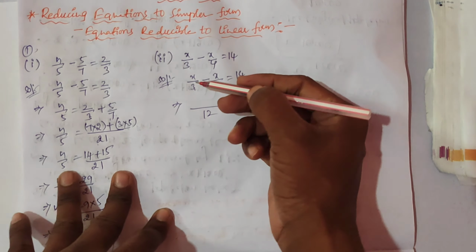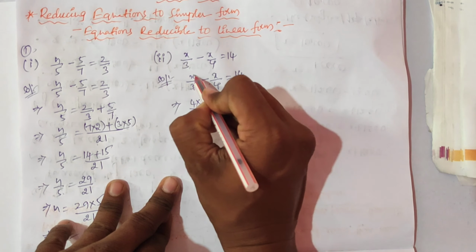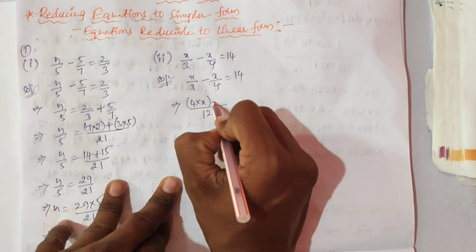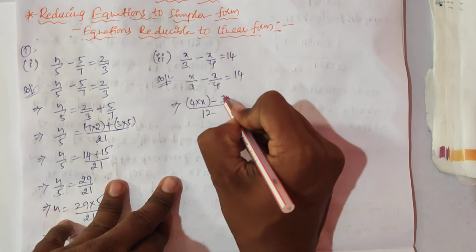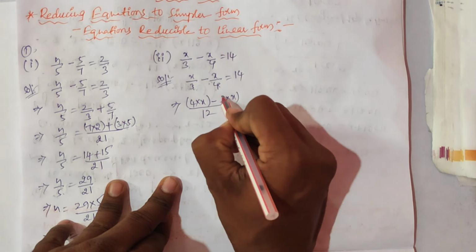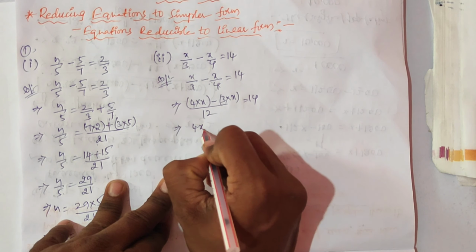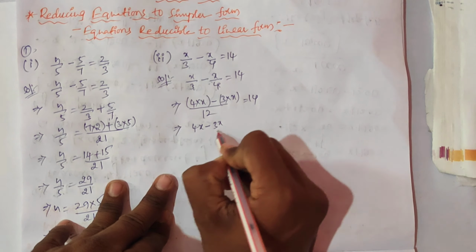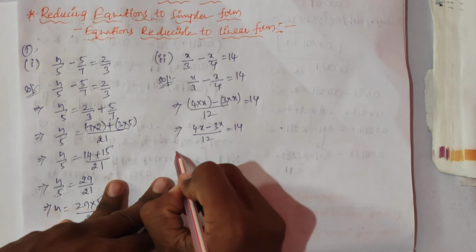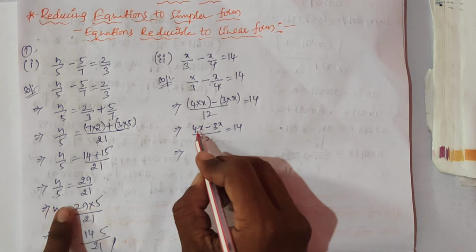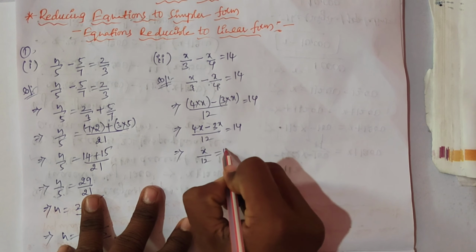12 is the LCM. Now in 3 table 12, how many times? 4 times, into the numerator of 3 here, x, that is 4 into x, and the symbol is minus. In 4 table 12, how many times? 3 times, 4 3s are 12, into the numerator of 4 here, x, is equals to 14. This implies 4 into x becomes 4x minus 3 into x is 3x by 12 is equals to 14. Clear? Now in the subtraction, these two are like terms, right? 4x minus 3x is 1x, or x by 12 is equals to 14.